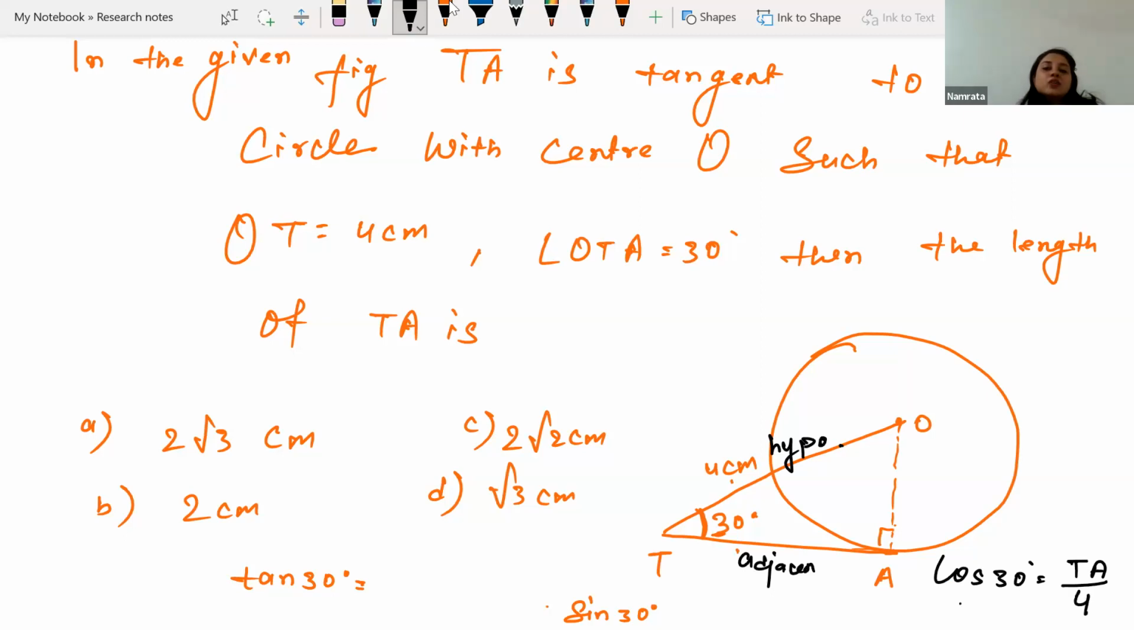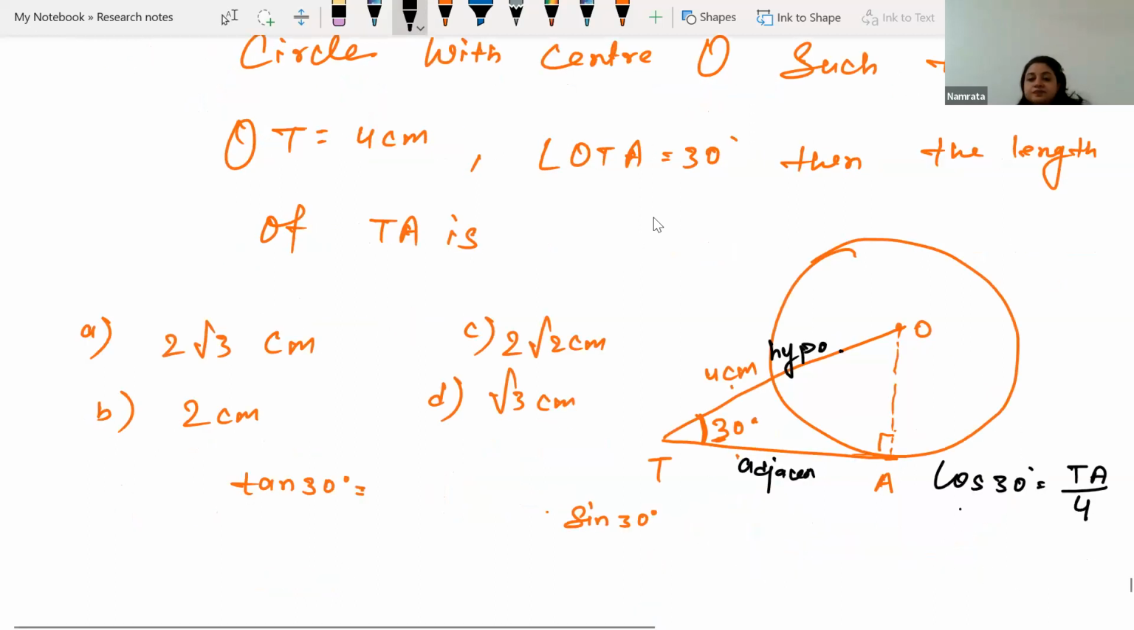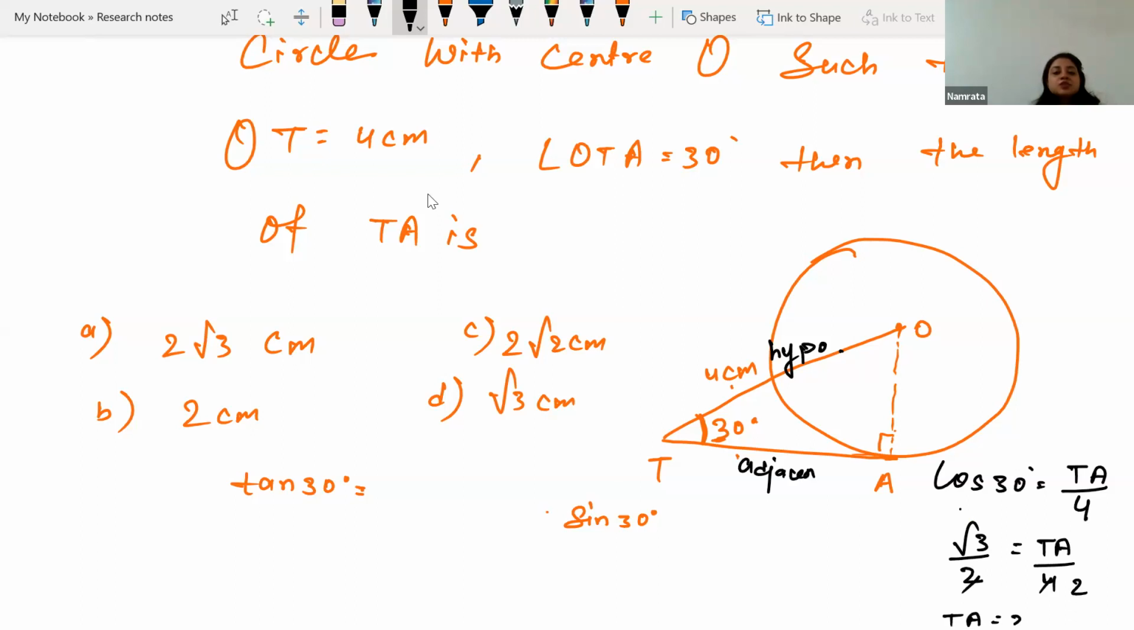Now what is the value of cos 30? Adjacent by hypotenuse. Yeah, but the value of cos 30 degree is root 3 by 2. So TA is 2 root 3.